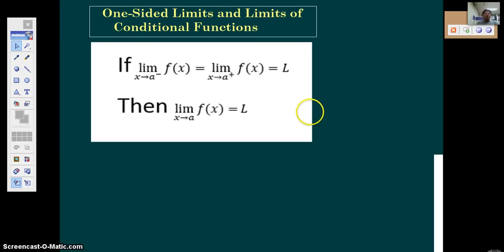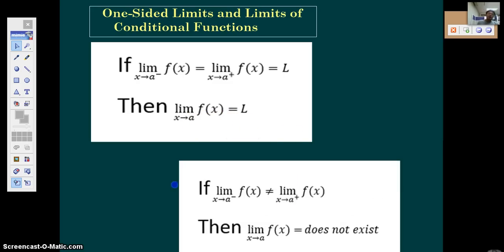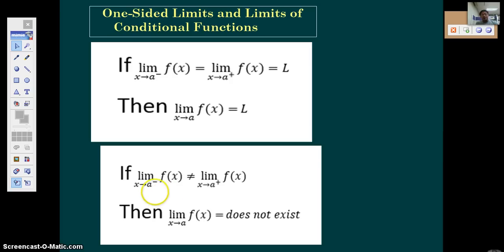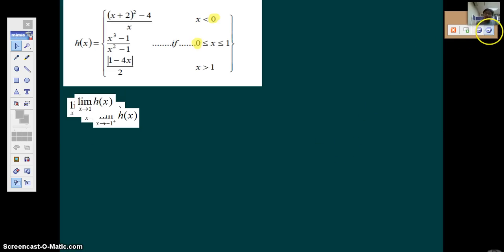First, if the left-hand limit of f of x is equal to the right-hand limit of f of x, and they both approach the same value L, then the limit of the function as x approaches a is equal to L. On the other hand, if the left-hand limit is not equal to the right-hand limit, then the limit of f of x as x approaches a does not exist. Let's have an example.